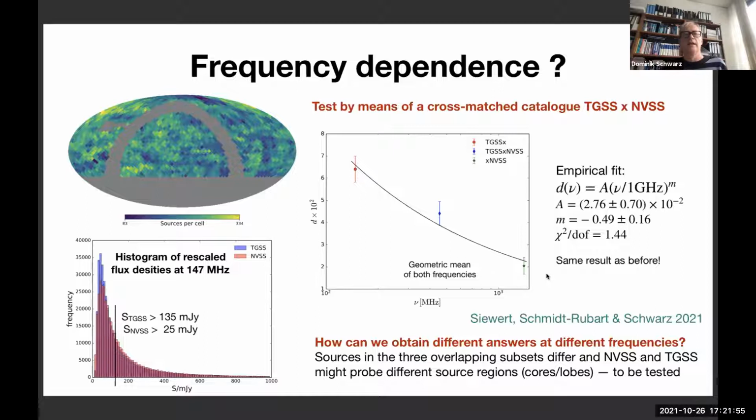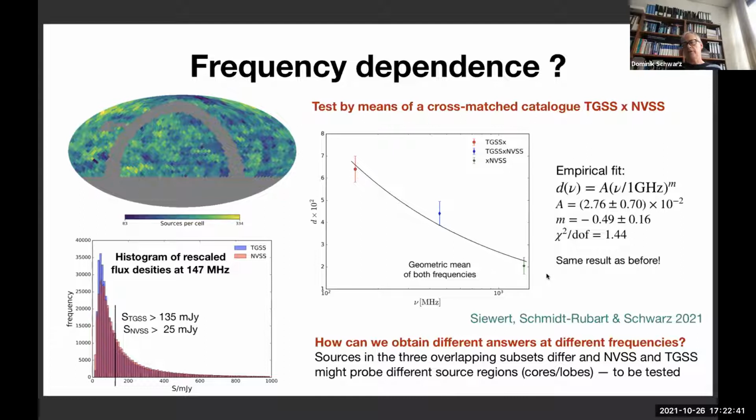So you could ask yourself whether there is something wrong in the survey, but you could also ask whether there could be a physical reason that the two are different. And in principle, there could be a physical reason, namely, most of these objects that we probe are AGNs. And the AGNs in radio typically have a core and then many of these show jets and lobes. And both the NVSS and the TGSS do not have very high angular resolution. So you cannot really know where the radiation comes from.